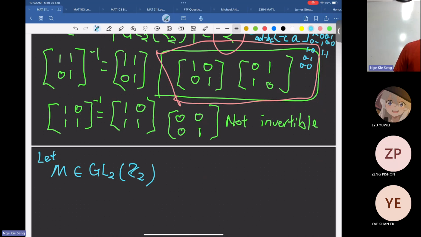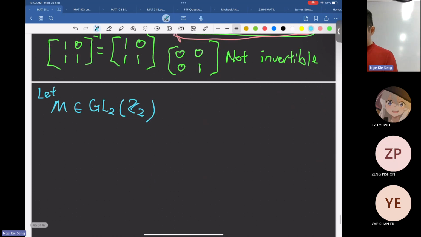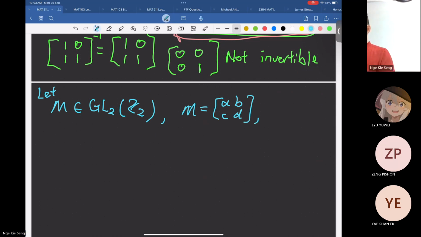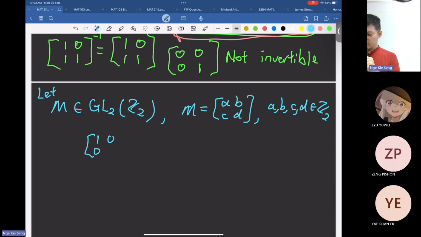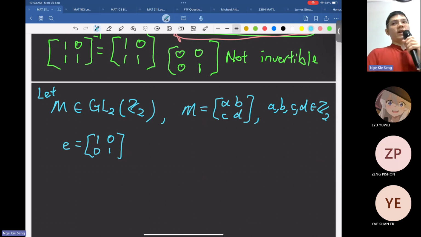So you can only put 0 or 1 into your matrix. A typical M will look like A, B, C, D, where A, B, C, D are all in Z2. So is identity in here? Okay, identity is in here. In particular, it is just the same identity as usual, 1 0 0 1. So apart from identity, what else do you have?